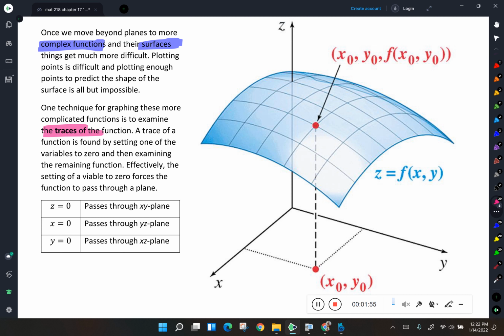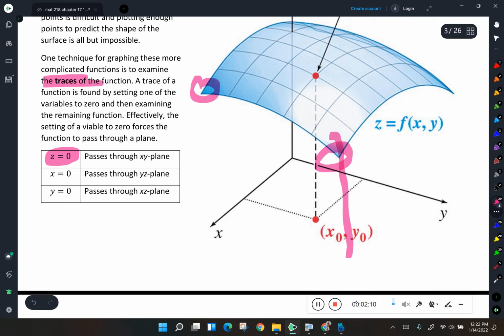plane. So for example, if we set z equal to 0, what we're saying is when this plane, like this corner over here or this corner over here, when that thing continues to dip down and when it passes through that xy plane that's down here, what will that image look like when it passes through there?